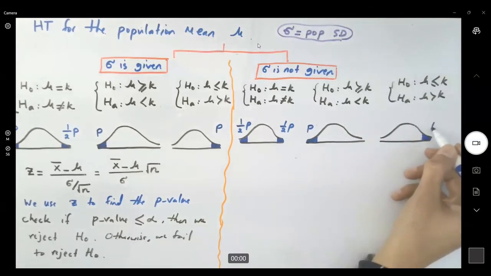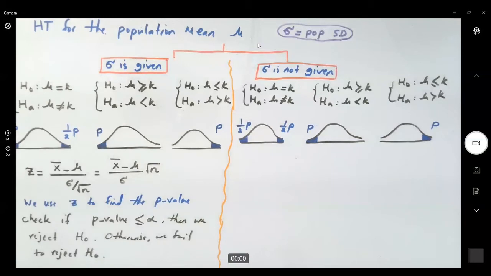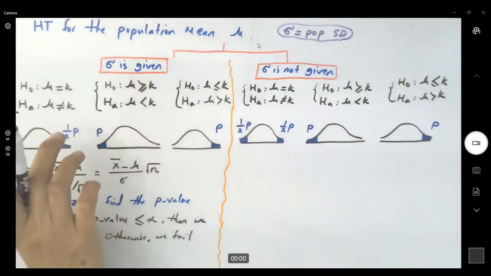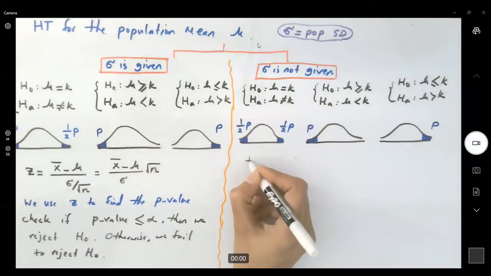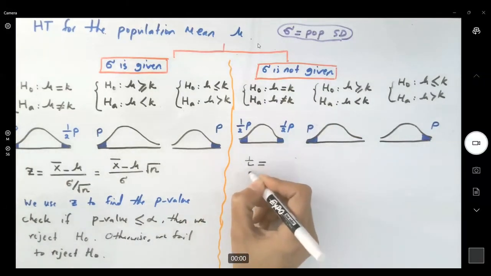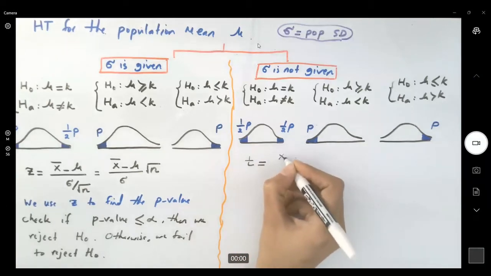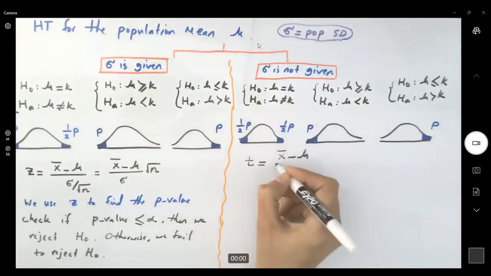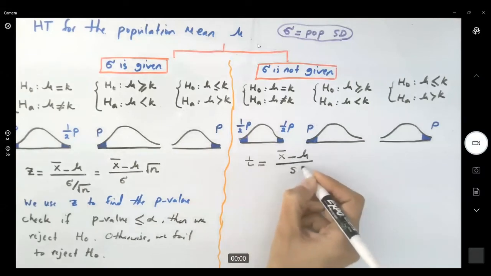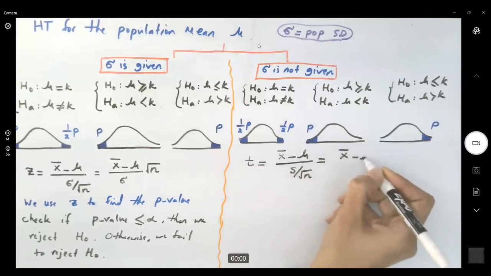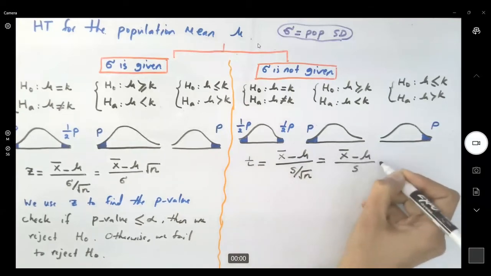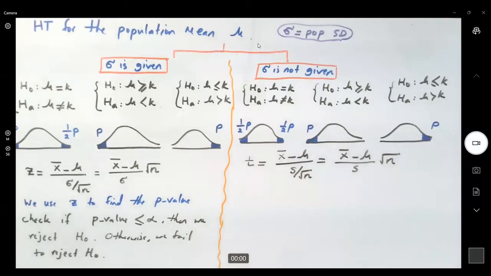This is our p to the right-hand side. There we go. So in your next step, instead of calculating z when sigma is given, you're going to calculate t when sigma is not given. Your standardized test statistic is x bar minus mean, now divided by s over square root of n.